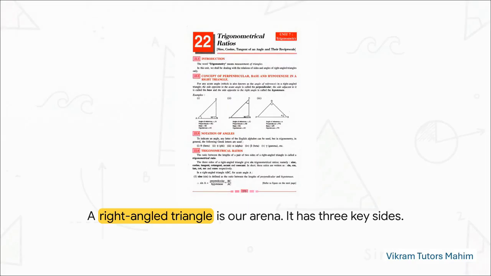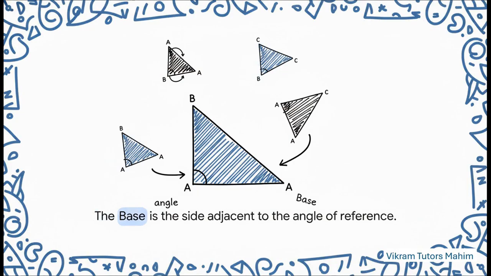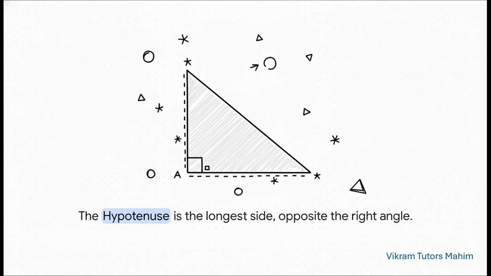Okay, before we jump into the ratios, we need to know the key players. First up, we have the perpendicular. It's always the side directly across from our angle. And next is the base. That's the side right next to or adjacent to our angle. And finally, you've got the hypotenuse. It's the longest side opposite that 90-degree angle.